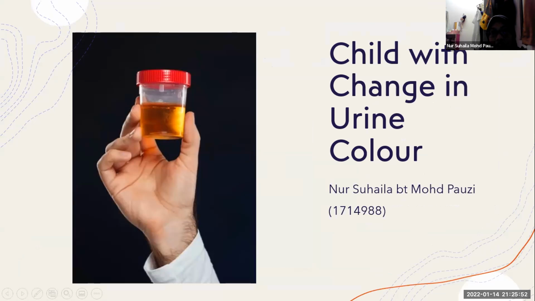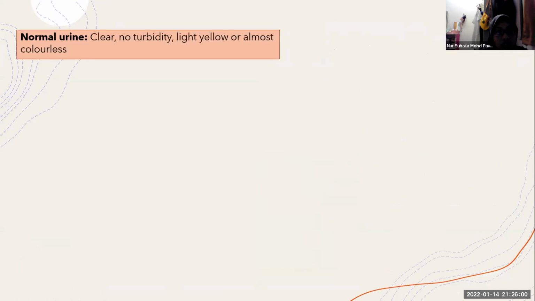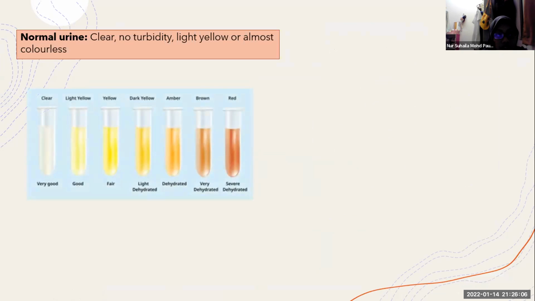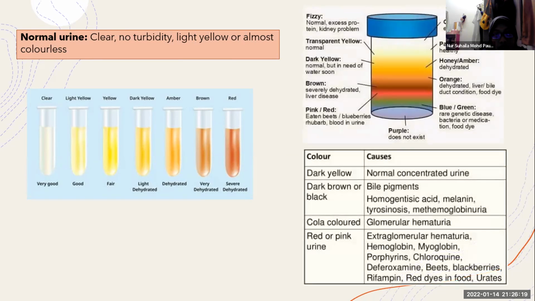Bismillahirrahmanirrahim. I will present about the chart with the change in urine color. Normally our urine is clear with no turbidity, and the color is light yellow or almost colorless. However, the color can depend on the dehydration status. It can be very light yellow to very yellowish and almost brown. It can also change color depending on certain diseases; it can be dark yellow, dark brown, or black. It can be Coca-Cola colored or red and pink urine.